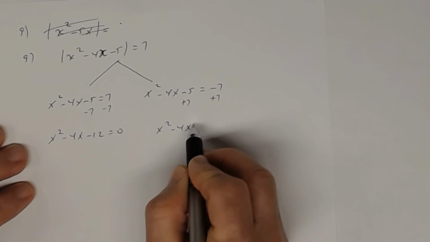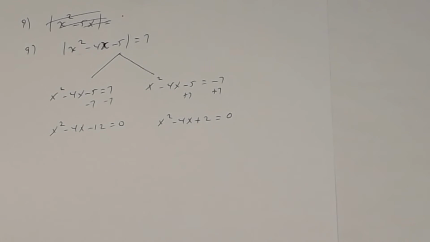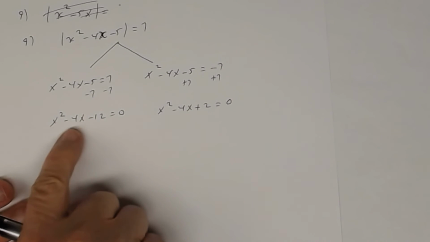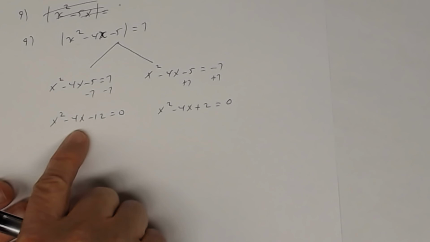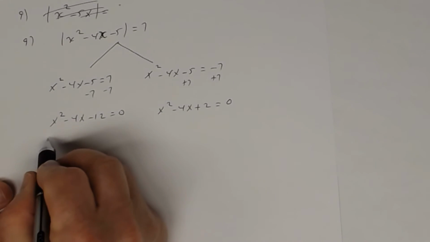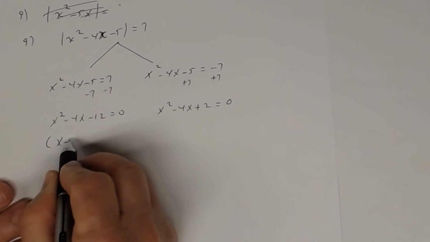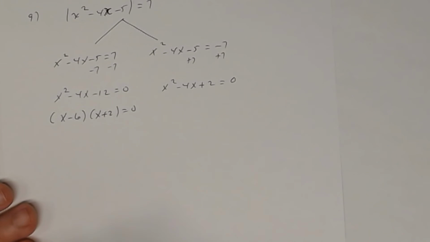So I get x squared minus 4x plus 2 equal 0. Okay? All right, so let's go ahead and solve this quadratic equation. Let's do the first one. And I think this one's factorable, so we can go ahead and factor this. We don't have to use the quadratic formula. So if I factor this, I get (x minus 6)(x plus 2) is equal to 0.